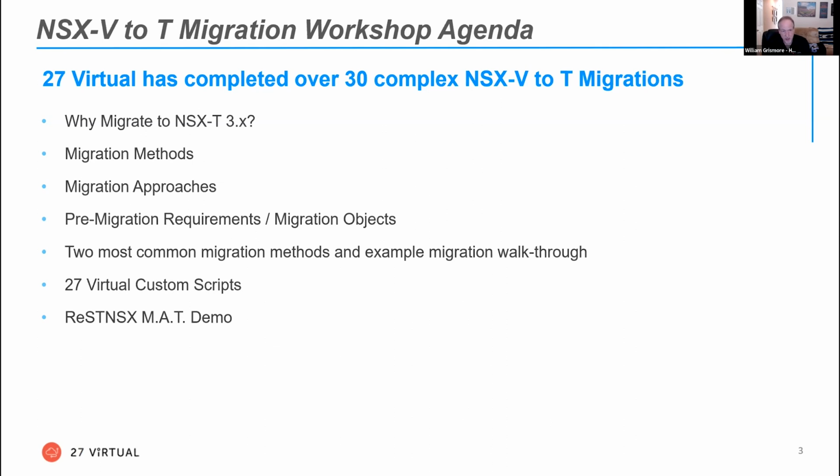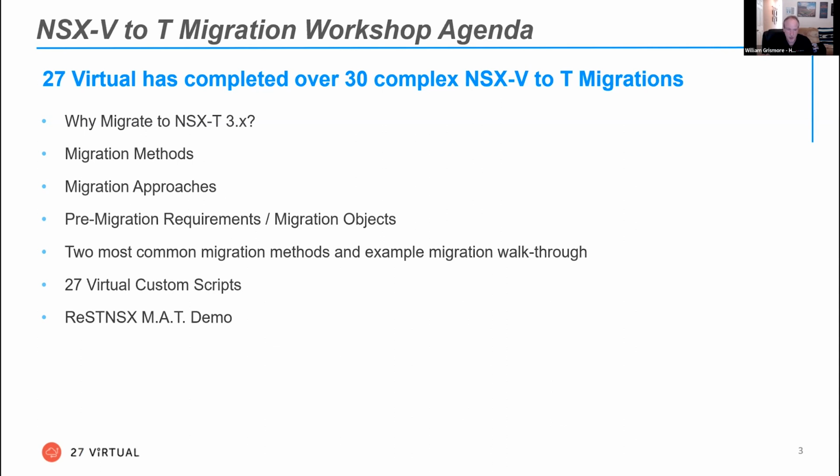We're also going to look at migration methods. What are the different ways to migrate? And then there are some different approaches with those methods. Then we're going to look at the pre-migration requirements. There are certain checkboxes you can check off to make sure your environment's ready to migrate. Then we'll look at what actual objects get migrated as part of the migration. I'm going to walk you through the 2 most common migration methods, because we don't have time to cover all of them. And then some of the lessons learned that we have around that.